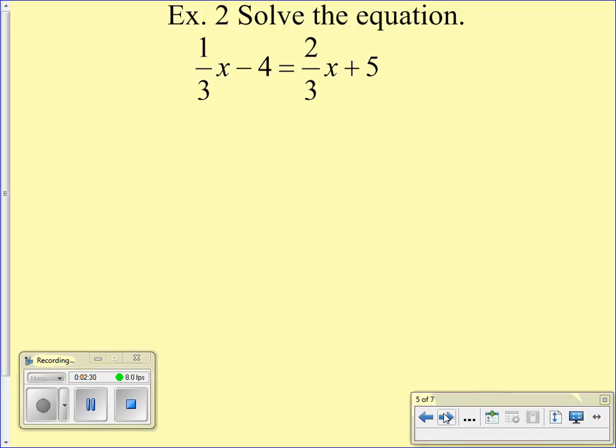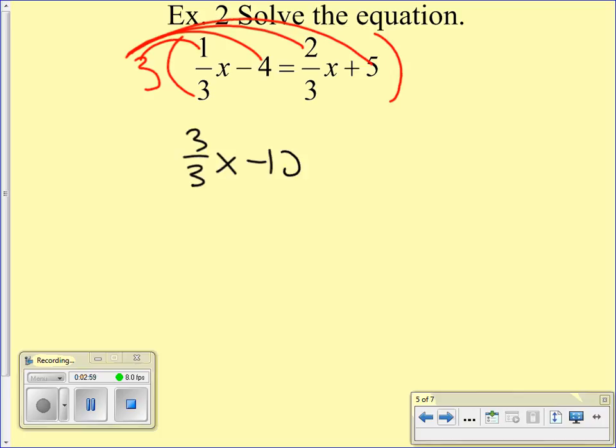Example 2, 1/3 x minus 4 equals 2/3 x plus 5. Once again, we have the fraction. Fractions have the same denominator, so we can multiply everything by 3. Every single part on the left and the right get multiplied by 3. For the fractions, it's just the numerator that gets multiplied. So 3 over 3x minus 12 equals 6 over 3x plus 15.